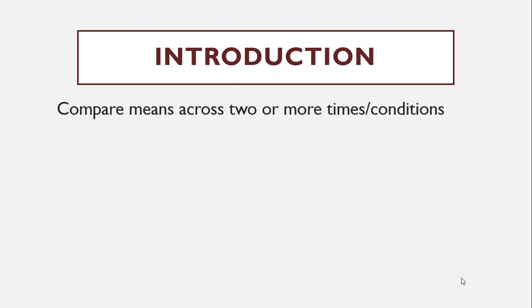So the repeated measures analysis of variance, or within subjects analysis of variance, compares the means across two or more time points or two or more conditions within the same person. So we're going to show an example where we have salary, and we're going to have salary for each person at three different time points. And then we're looking to see the change of salary across time.